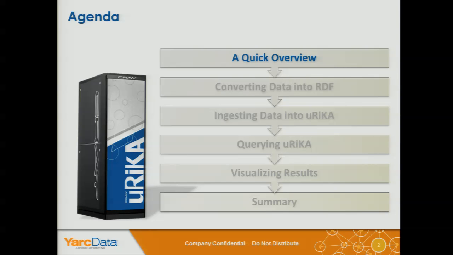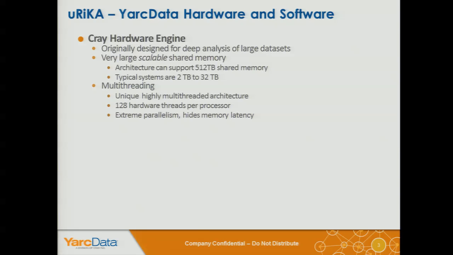Okay, so I'll go through a quick overview of uRiKA, then how to convert data into RDF, data ingestion, how you do the querying, and some visualization of the results. Basically the uRiKA system consists of three parts. There's the hardware engine, the Cray XMT2, which we've talked about a little bit. Typical systems are 2 terabytes, 32 terabytes for the uRiKA, and the multi-threaded processor.